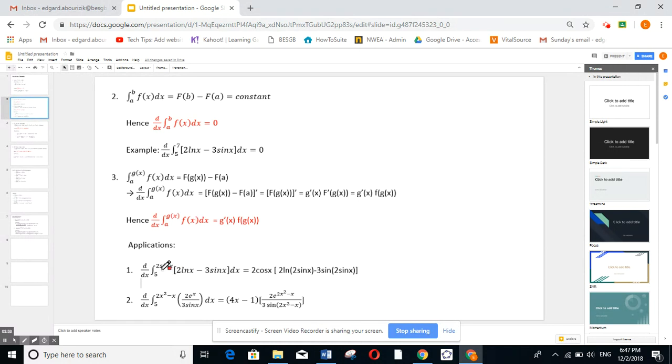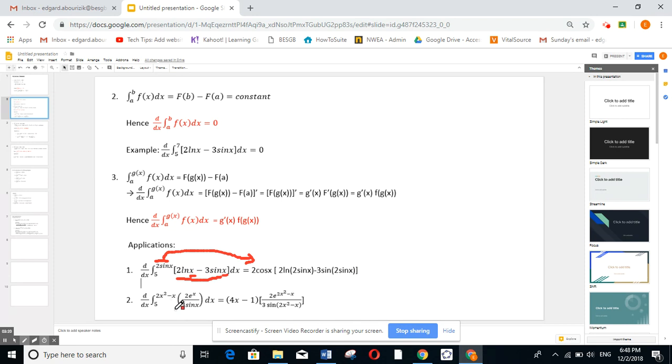Let us take an example. Here I have a number and a constant. If I want to do the derivative of this one, first of all I derive 2 sine x. The derivative of 2 sine x is 2 cosine x. Then I open big parentheses. For every x I have inside, like here and here, I replace it by 2 sine x. So you're going to get 2 ln of 2 sine x minus 3 sine of (2 sine x).